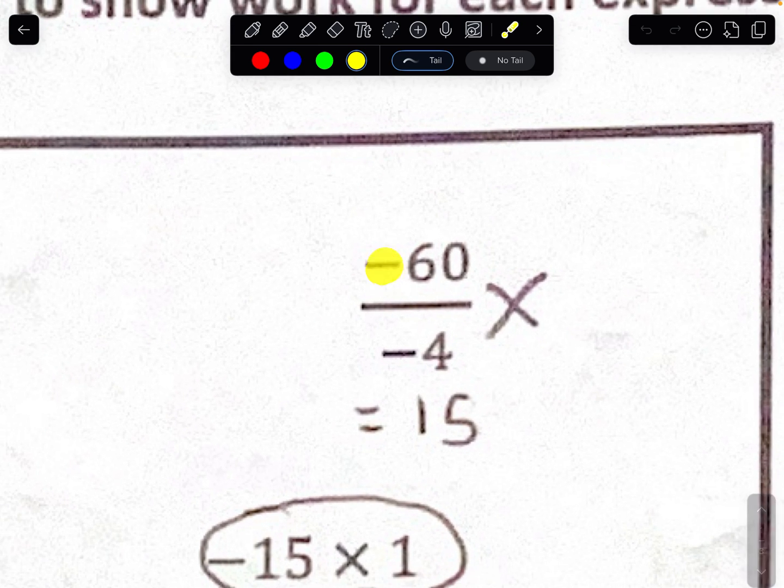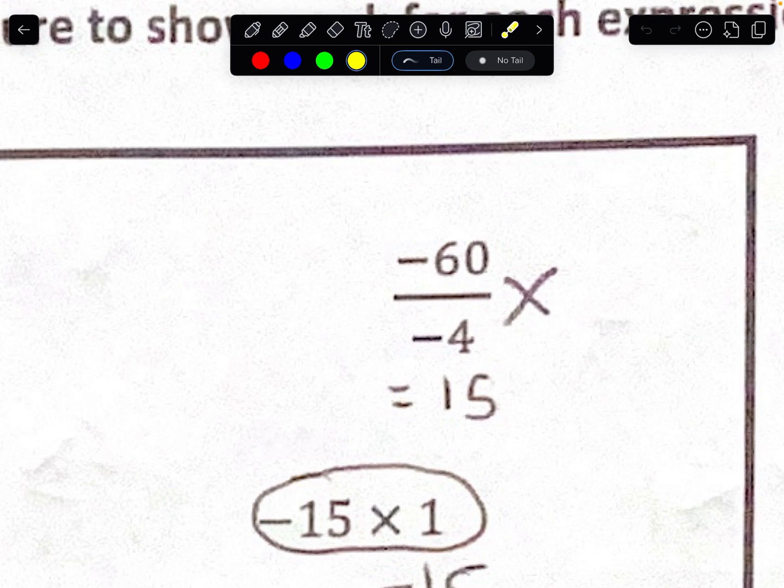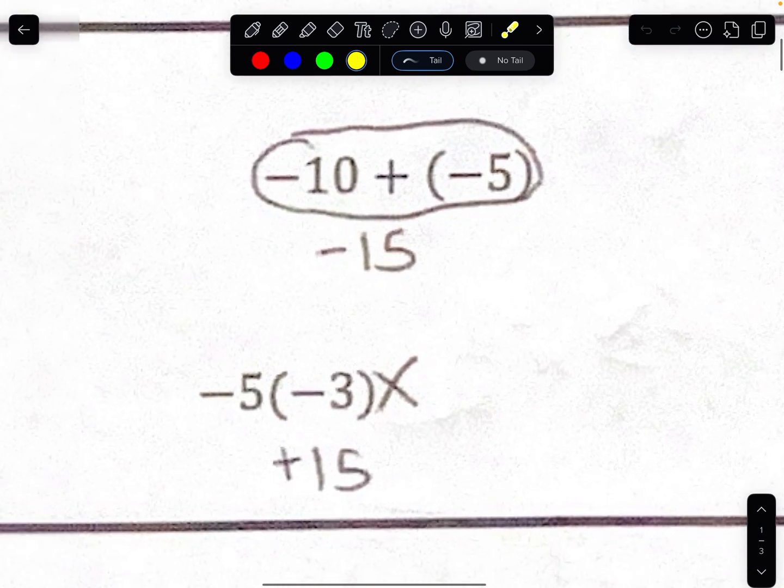Just as a reminder, anytime you have two negatives multiplied or divided, they make a positive. So every time you have an even amount of negatives for multiplication or division, it makes a positive. If it's odd, then you do have a negative. So this will not work out as it results in a positive 15.